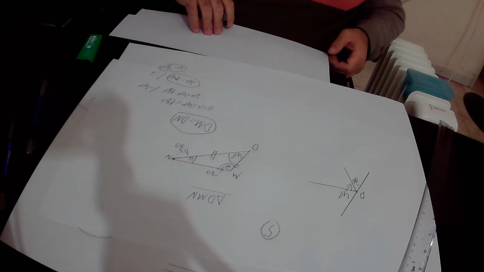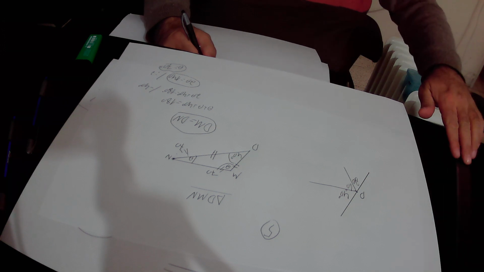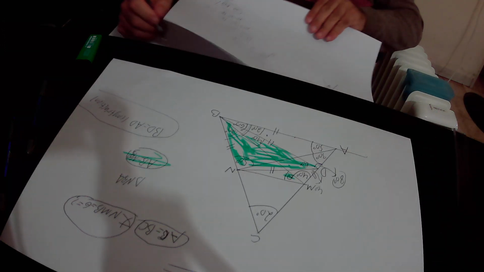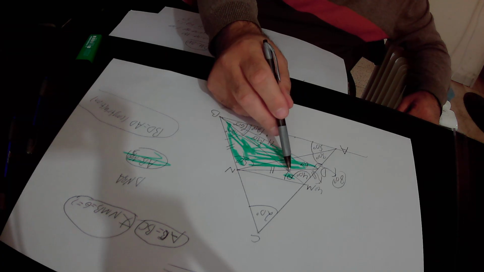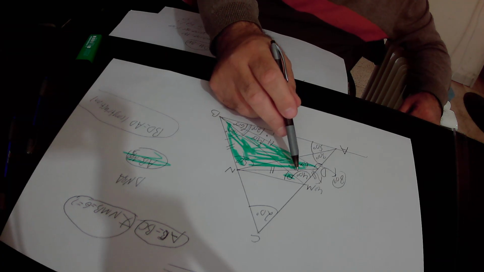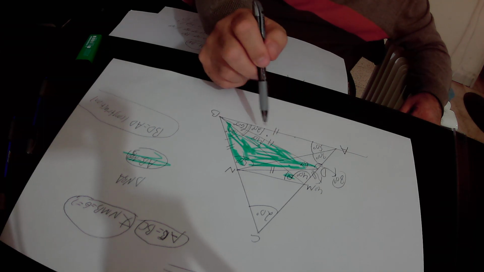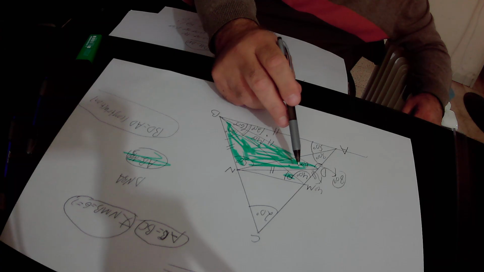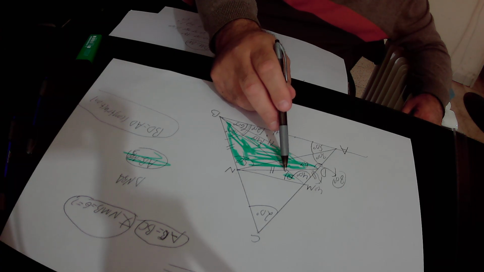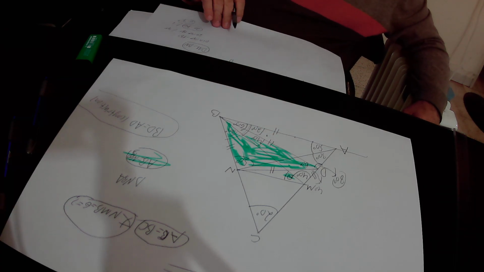So actually we found out that this angle DMN equals 70 degrees. Angle DMB equals 40 degrees. So the big angle that is 70 degrees minus the small angle that is 40 degrees is equal to the missing angle theta. So I write it down.